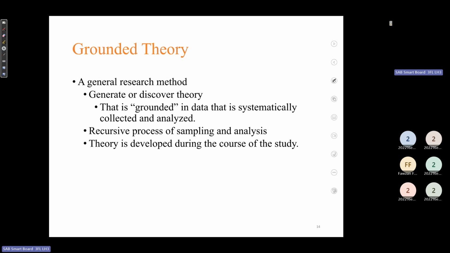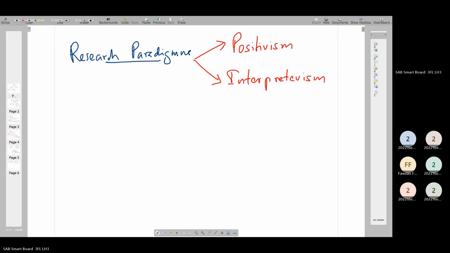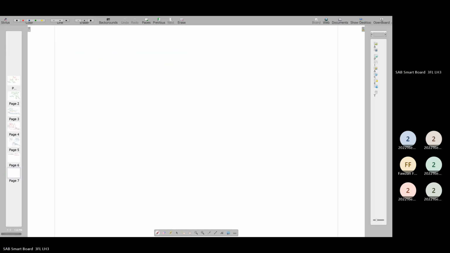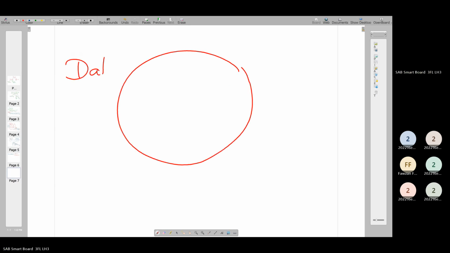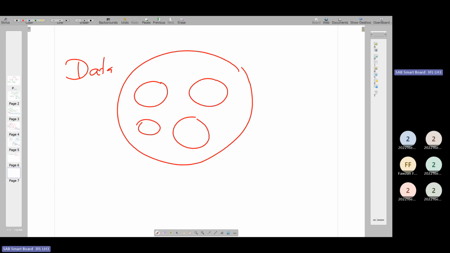So a general research method that is grounded, to generate or discover theory grounded in the data. You look at the data, right? There might be a vast amount of data that you have. So I'm going to get data. This is the data source. Then I will look at common patterns. And out of that, I'm going to ground the theory. That's what I did.